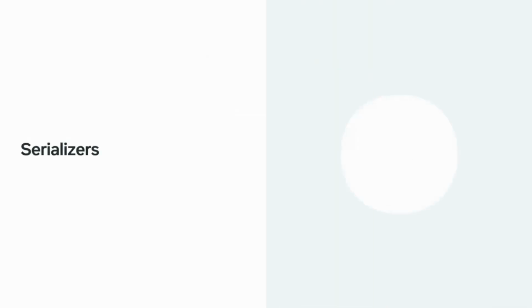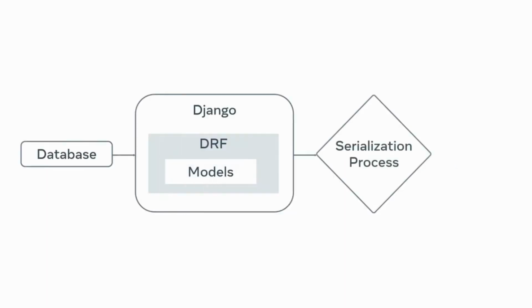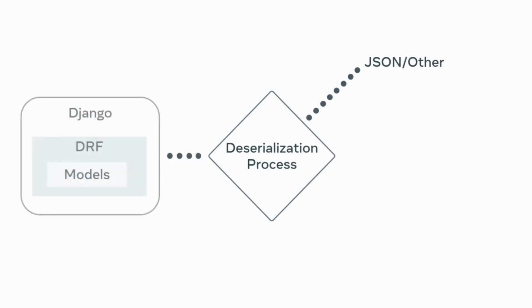The DRF package comes with a number of built-in serializers to help with data conversion between models. Serializers also support converting other non-ORM objects. This can be a great time saver, as serializers make it easy to convert complex data into native Python data types that can be quickly rendered into JSON, XML, or other content types. Serializers in DRF also provide a method called deserialization, which converts request data and connects them back to the existing models. This deserialization process also validates the user input to ensure no data corruption.